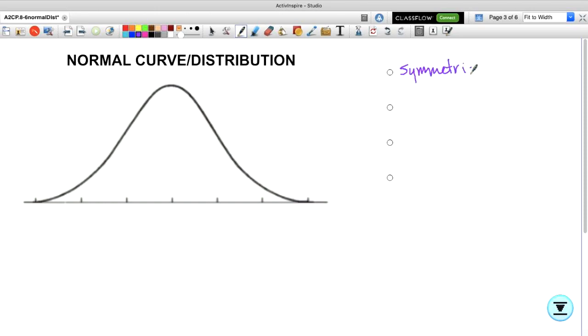And you should know what that means, right? That means you could fold it in half or rotate it. And this specifically is reflectional symmetry. So you could fold it right here in half, and the top half and the bottom half are going to be exactly the same. They're symmetric specifically about the middle part, and this middle part is going to be the mean.